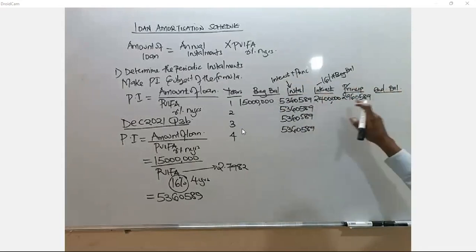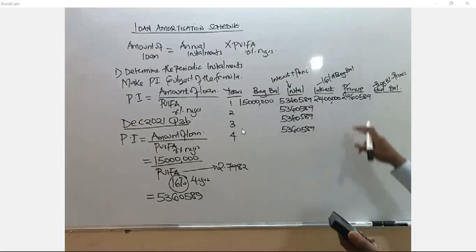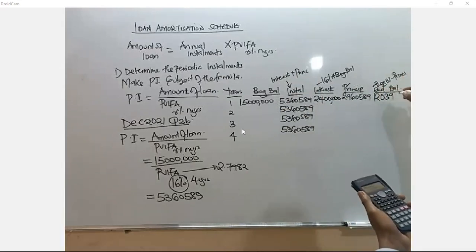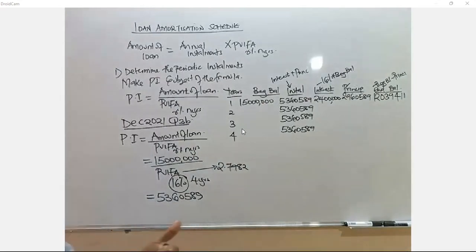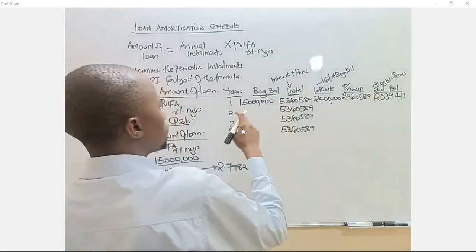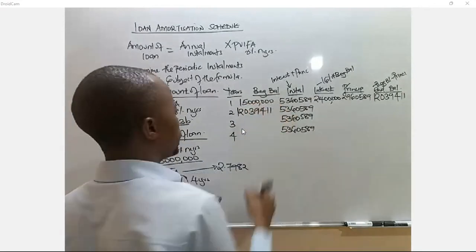What about the end balance? I take the bank balance minus my principal. So in this case, the bank balance is 15 million minus my principal. So I'm getting around 12,039,411. I think my board is visible. You can see everything. Then in year two, the end balance of year one becomes the opening balance in year two. So it will be 12,039,411.